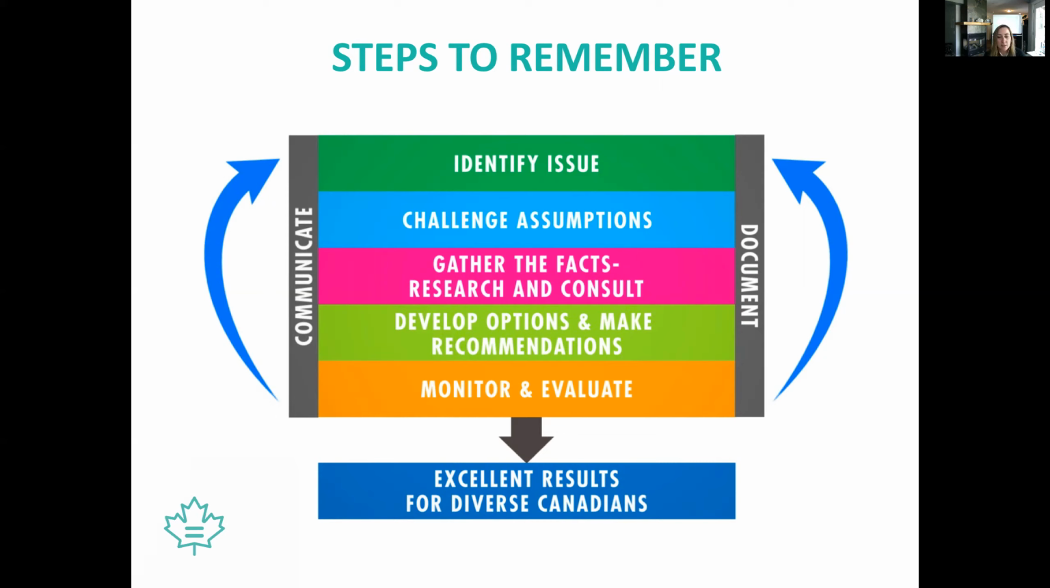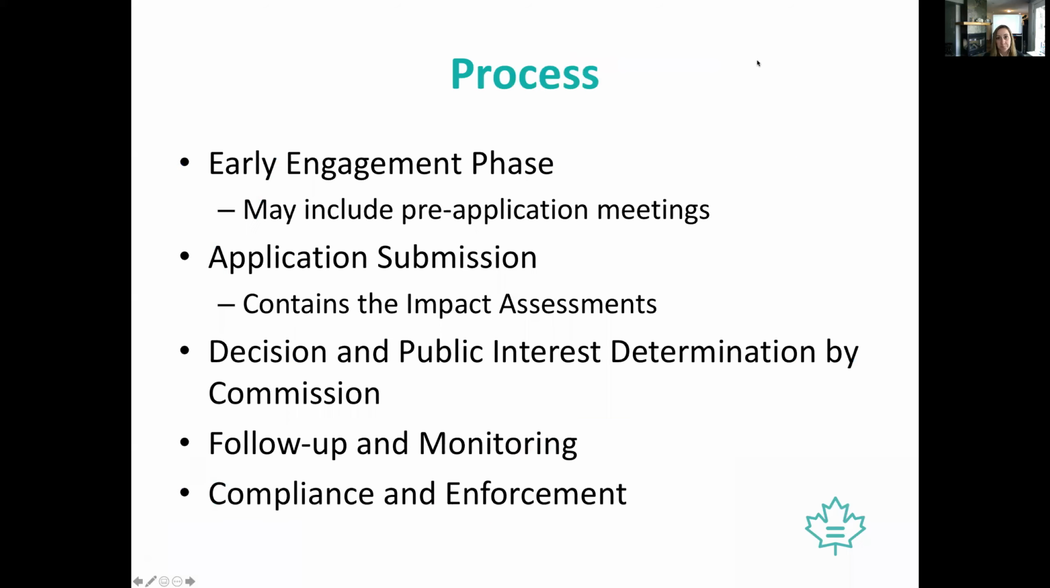And then you move into gathering the facts, research and consultations. What data is available to you? Is it disaggregated by identity factors? If it's not, how can you get that data? Do you have to do a survey? Do you have to reach out to local organizations that collect this data for you? There's plenty of options here. And then you move into developing options and making recommendations, and then monitoring and evaluating and adapting as needed, and communicate and document and be as transparent as possible throughout the entire process.